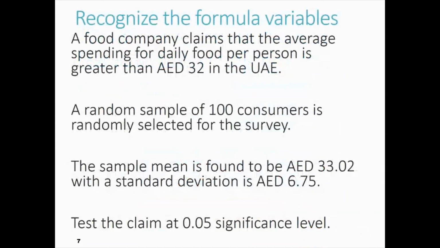So now, same information, but a couple of words are different, and let's see how this is going to affect the math that we do. A food company claims that the average spending for daily food per person is greater than 32 dirhams in the UAE. So we're still talking about 32 dirhams as a population mean. A random sample of 100 consumers is randomly selected for the survey. Sample mean is 33.02 with a standard deviation of 6.75.